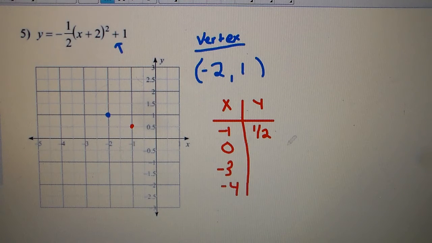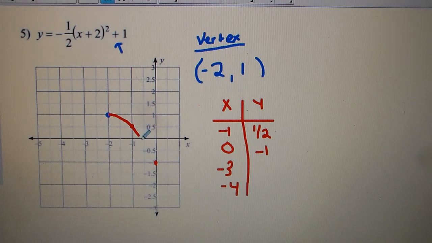Now we're going to plug in 0. 0 plus 2 is 2. 2 squared is 4. 4 times negative a half is negative 2. And negative 2 plus 1 gets you negative 1. So we have 0, negative 1. So we put a dot there.